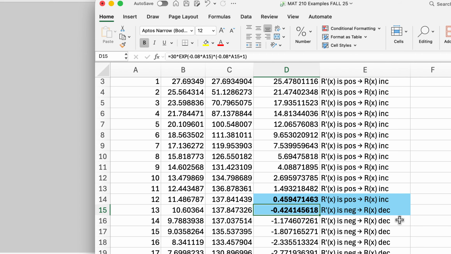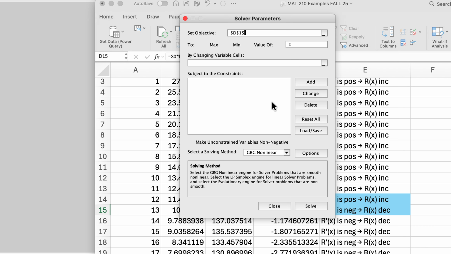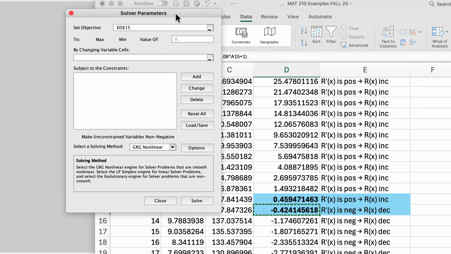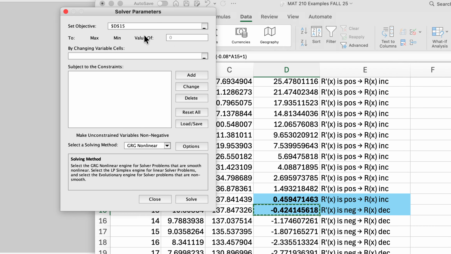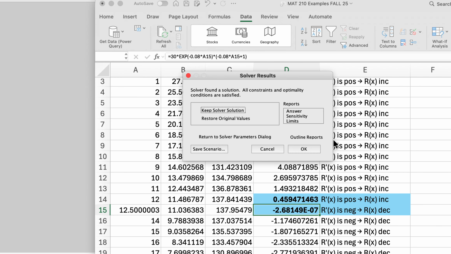I'm going to use Solver. I'm going to pick the point that's closest to 0, and I'm going to go to Data, Solver. I want to force that cell to be equal to a value of 0, and I want to put the answer in the cell for how many items I need to sell, and I'm going to solve.